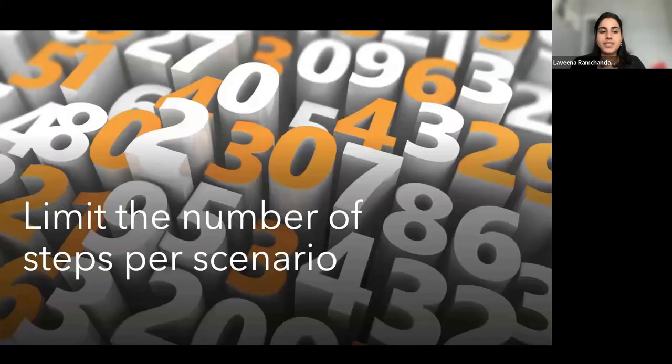Limit the number of steps per scenario as well. So again, you don't want a lot of steps. You want to keep it simple, the given, when, then, and maybe a few ands here and there, not a lot of ands. And as last time I showed a but, if there's anything you want to kind of negate there.